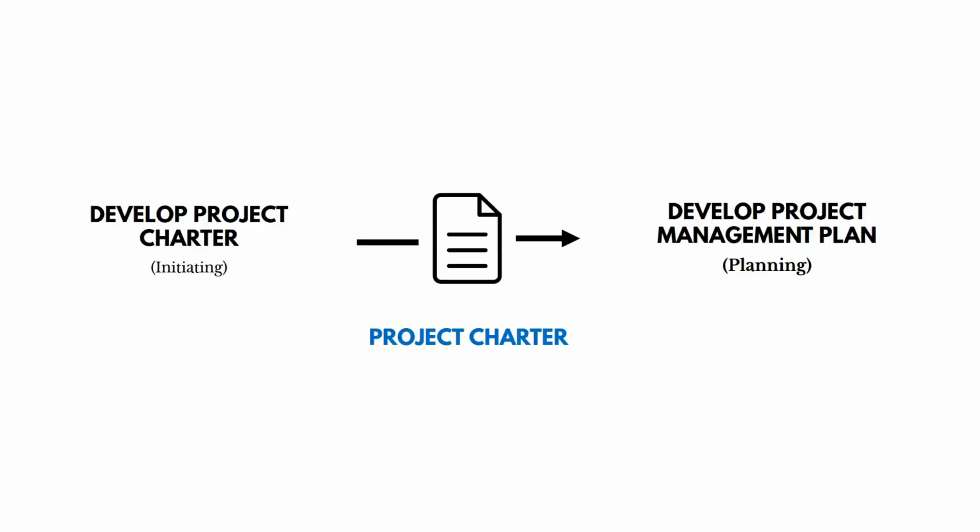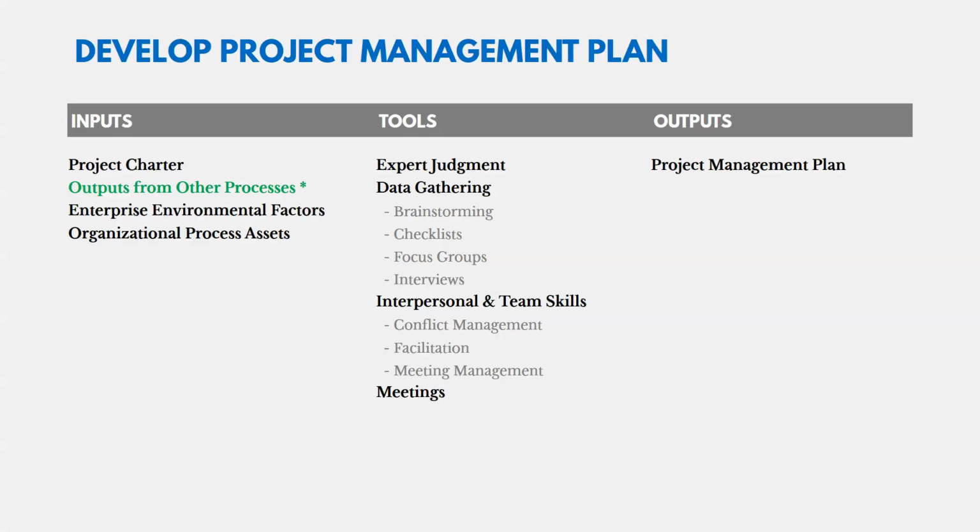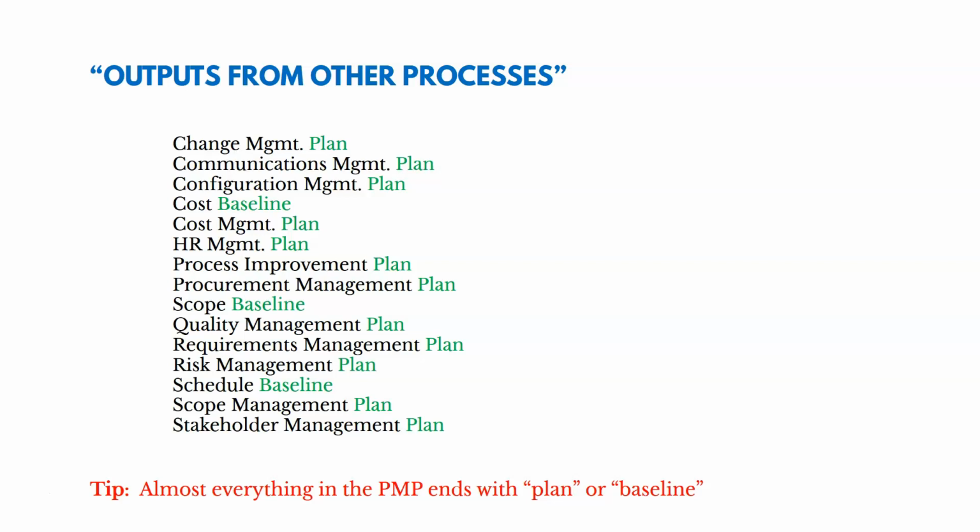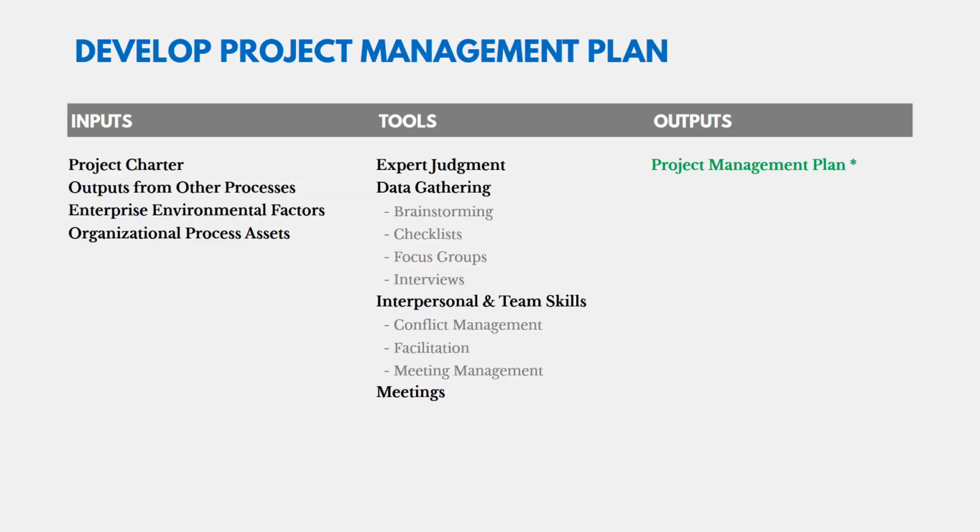So the way that it works is there's the developing the project charter process in initiating. The output is the project charter and it becomes an input to this process. And then there's also what we call outputs from other processes. If you recall, the project management plan is integrating a lot of different plans together. And remember, the way that we remember what documents or plans or baselines are inside the PMP, or the project management plan, is if they end in plan or baseline. Those are outputs, what you're seeing here, outputs from other processes or previous processes. Then the key output is the project management plan.